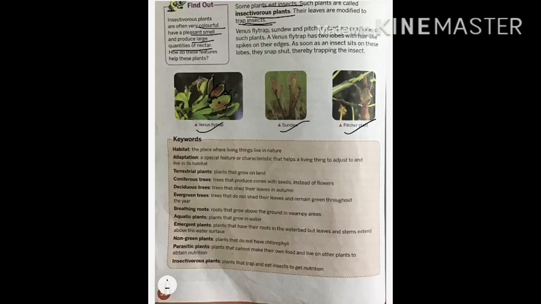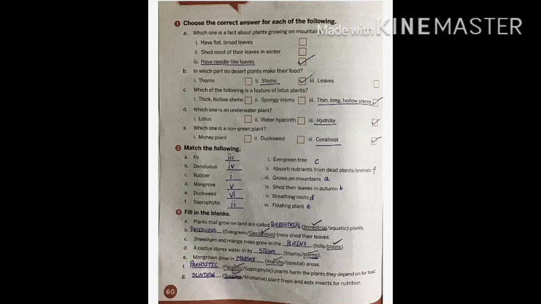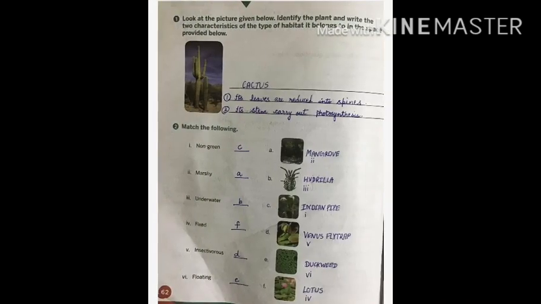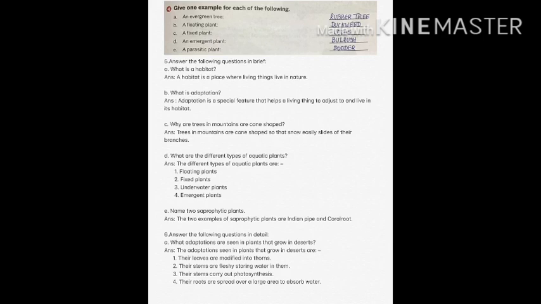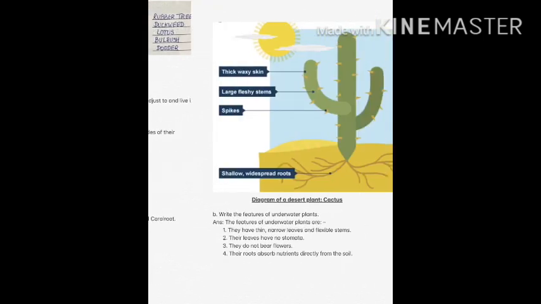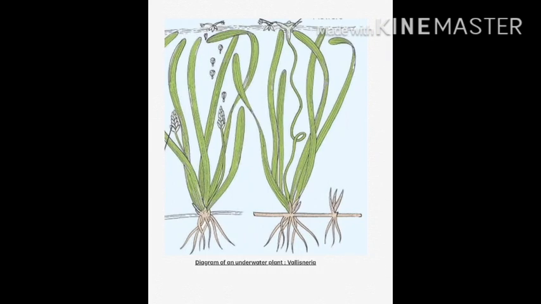So this is all about the chapter. I hope you have understood the chapter. There are some exercises also given at the back. You can just go through them with all this explanation. I hope you will be able to do all these exercises. I have given all the answers here. Go through all the answers and learn them, and make the diagrams very clearly.